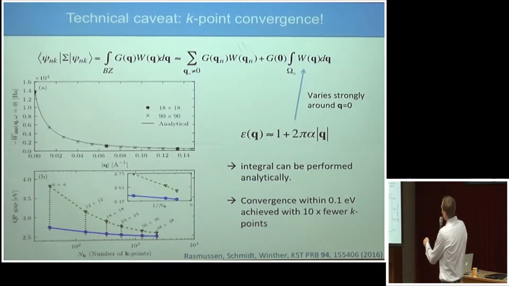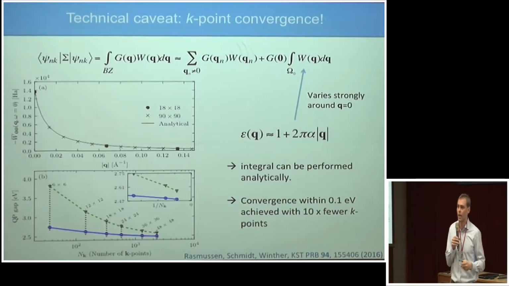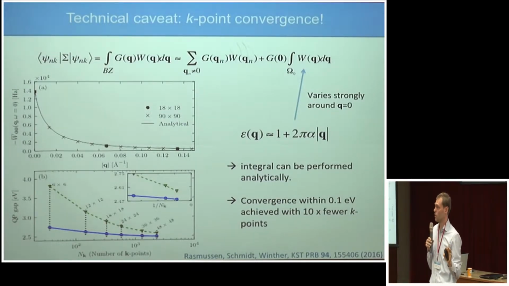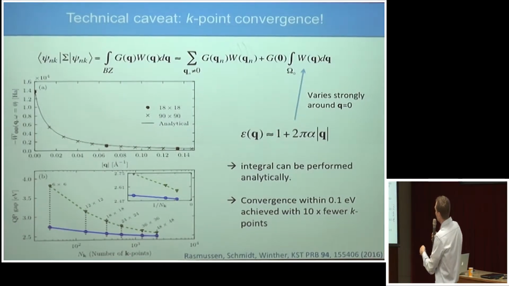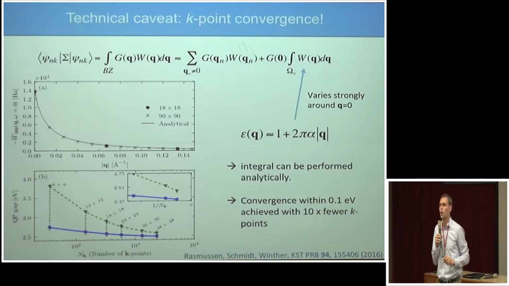The reason for this is if you look at this expression here, what you have is an integral over the Brillouin zone of G times W. W as a function of q involves the dielectric function as a function of q. And we already looked at that, and you remember for small q, it's a linear function. So it varies strongly with q, whereas in a three-dimensional bulk material, it's essentially constant as a function of q, if you remember the plot for hexagonal boron nitride. This means that the region around q equals 0 has to be sampled on a very fine q-point grid. And that's the reason for the slow convergence of the GW calculation.